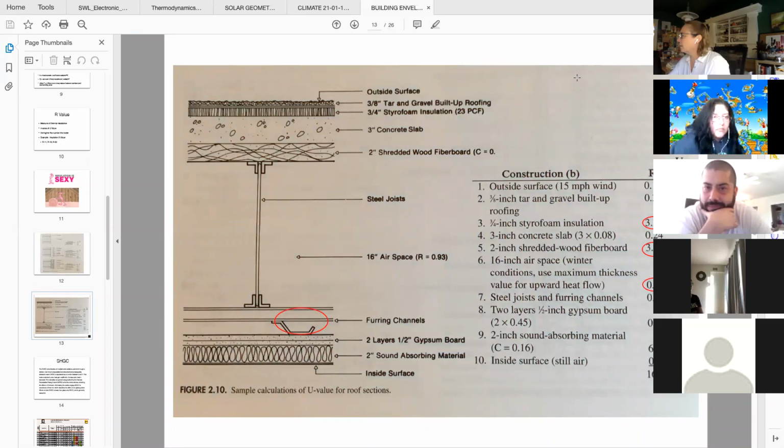Let's not forget about our air surface on the exterior and our inside surface down here, which is still air.